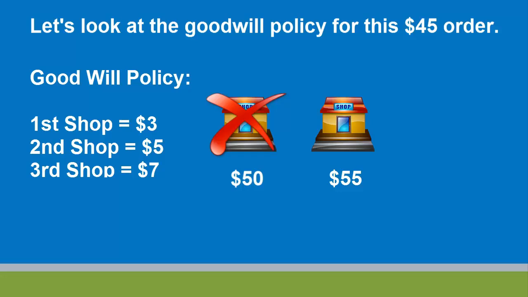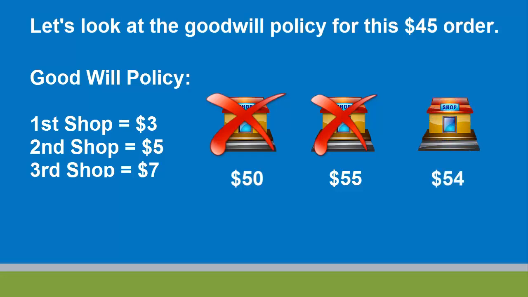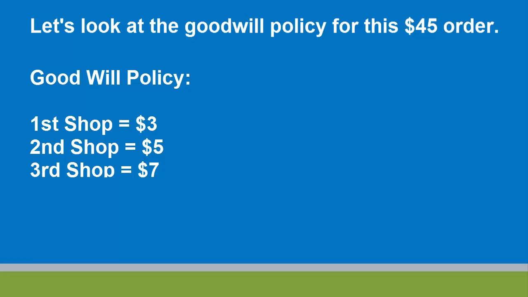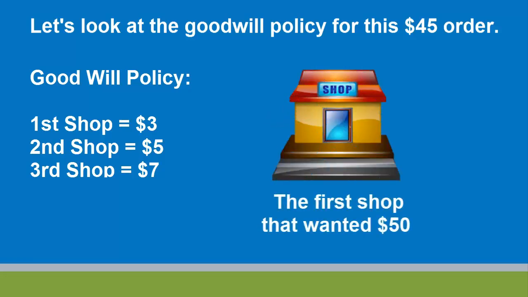The most we can give a second shop is $5, so again, we're unable to call this order out to them. The third shop needs $54. We would still not be able to place the order because the most we can goodwill is $7. So what do you do in this case? You would call the first shop back that needed a total of $50 and give it to that shop because they were willing to do it for a less amount of money.